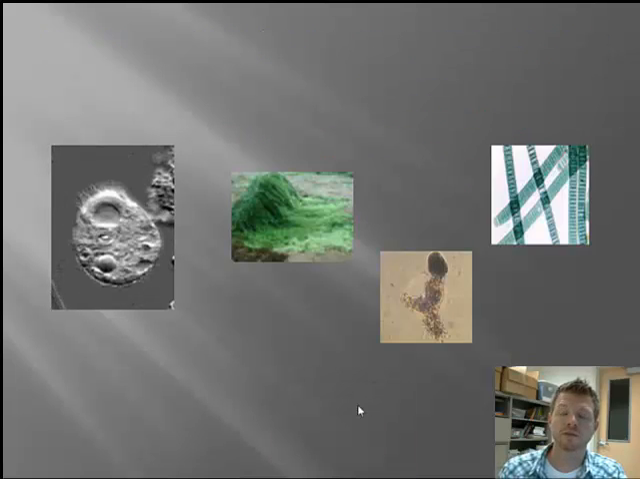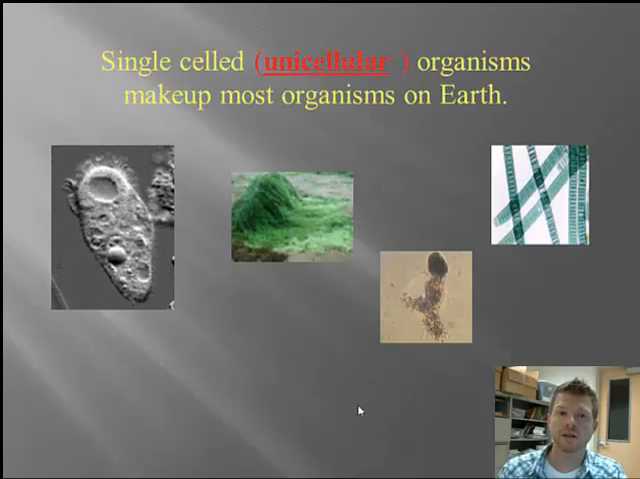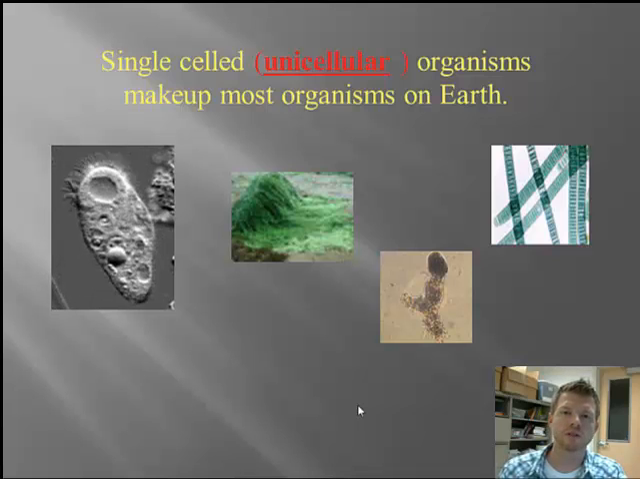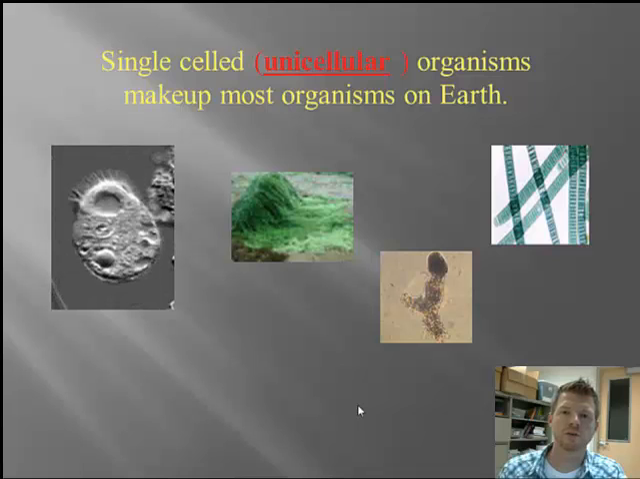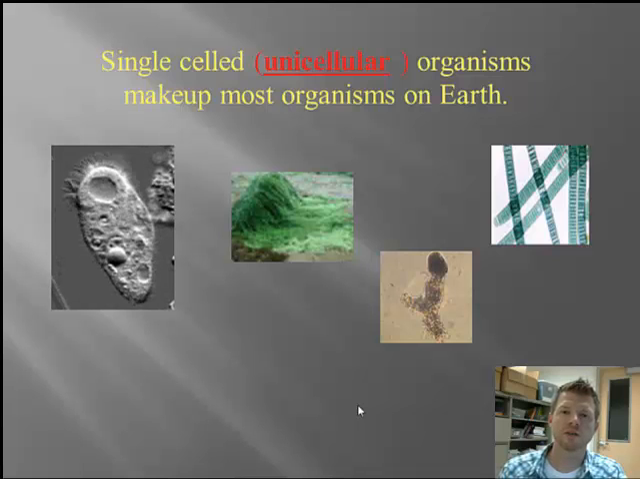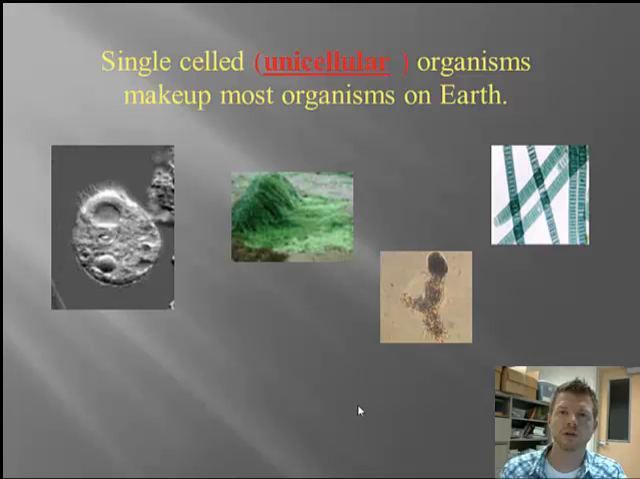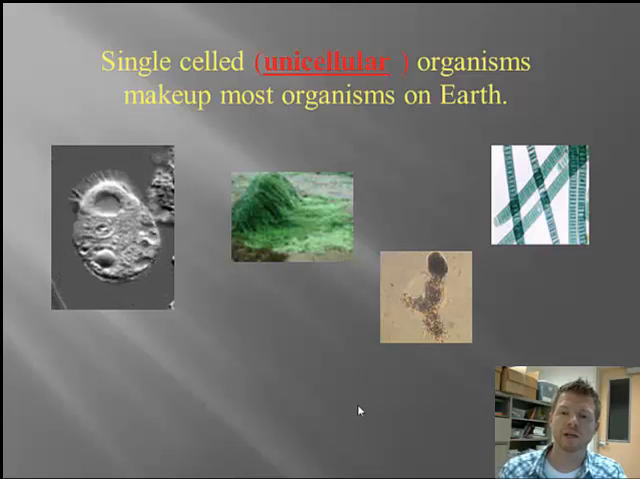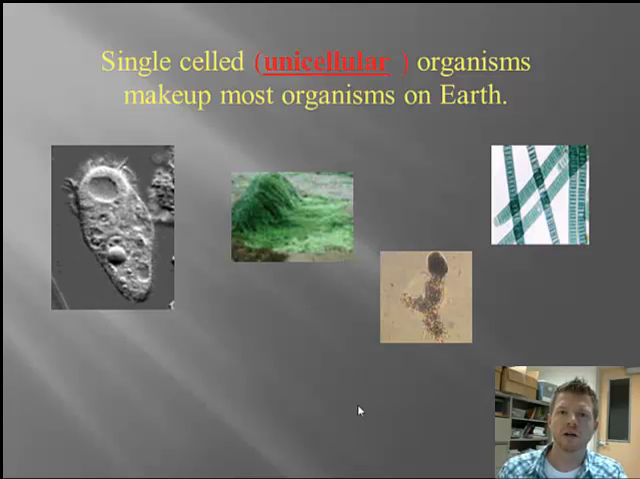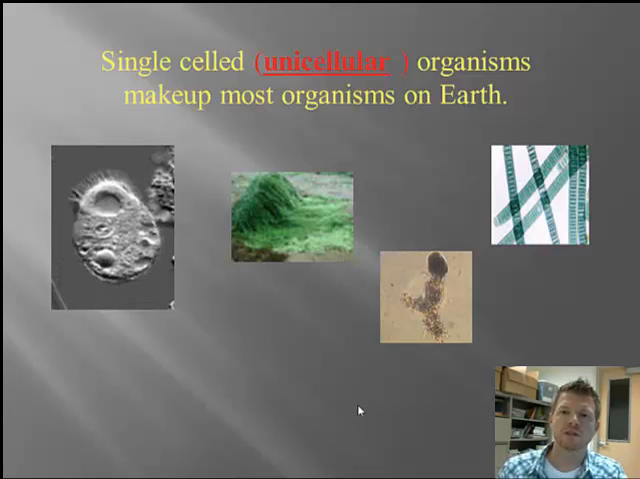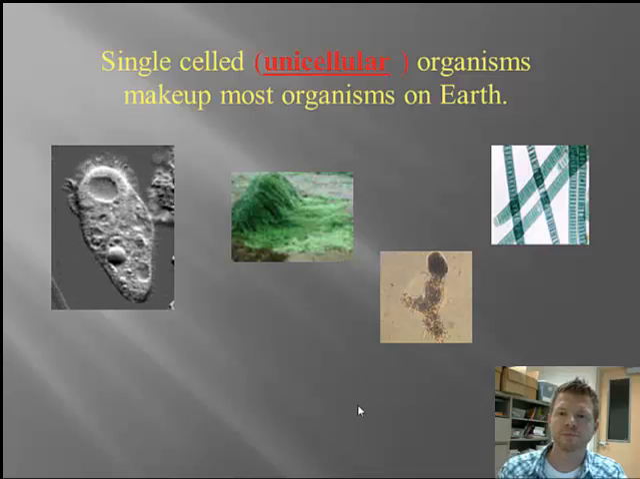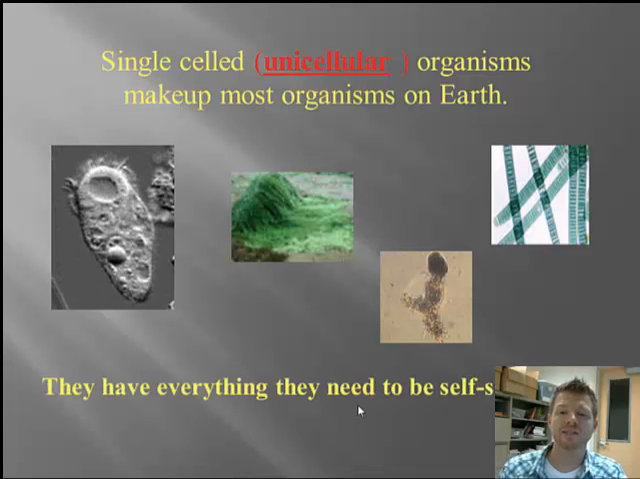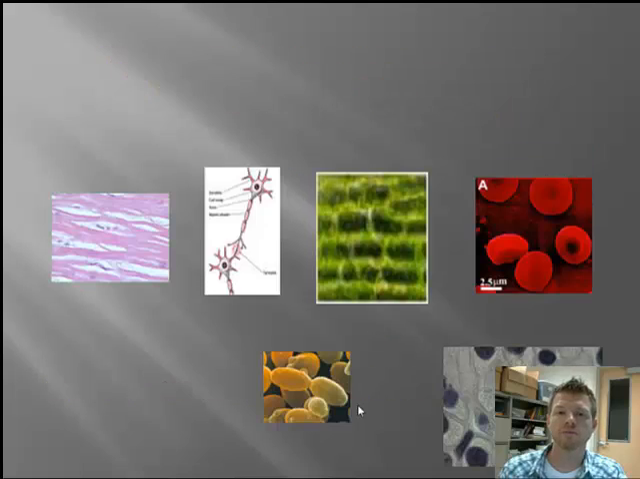A couple different types of cells, and if we look at different organisms, there are unicellular organisms and there's also multi-cellular. Unicellular, which means one cell or single-celled organisms, make up most of the organisms on Earth. We think that can't be true, but most of them are microscopic. Bacteria, for example, are going to be unicellular, and they're everywhere. Even though they are one cell, they can survive and live on their own.